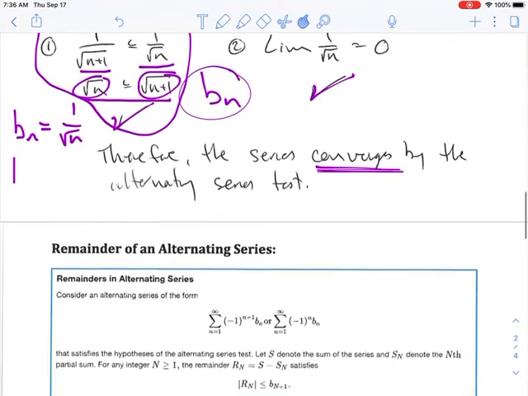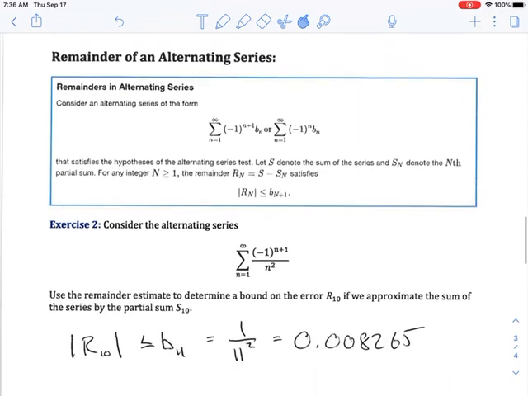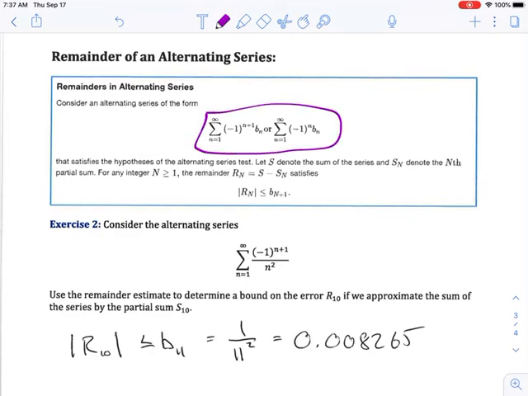All right, one more quick thing for this video. There may or may not actually be any homework assignments on this. I just want to pass it by you so you are aware of it. This is called the remainder of an alternating series. And so here's our basic definition of alternating series in either one of these forms.